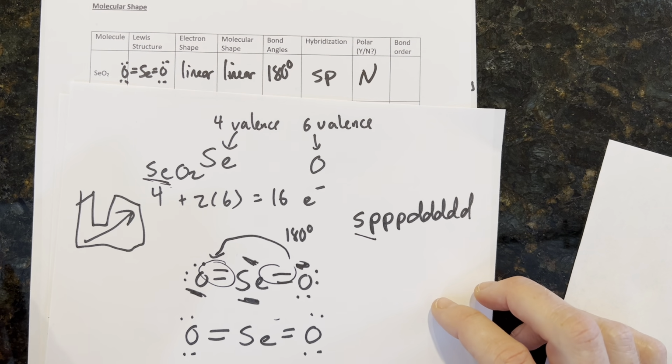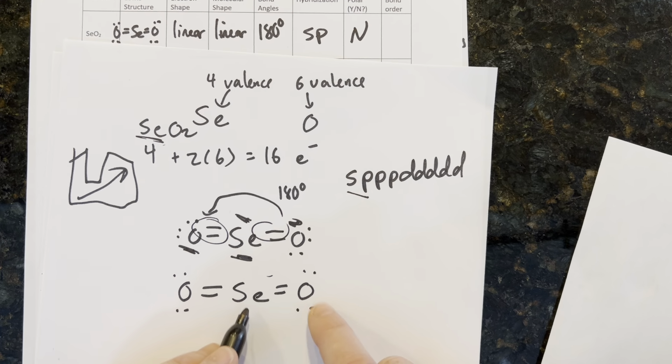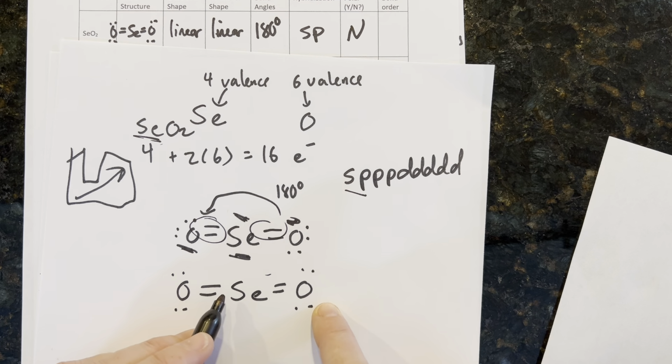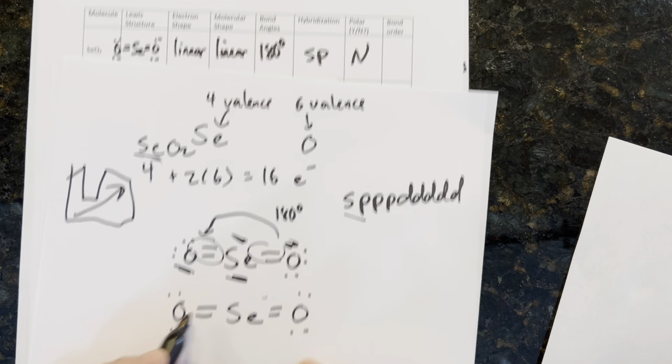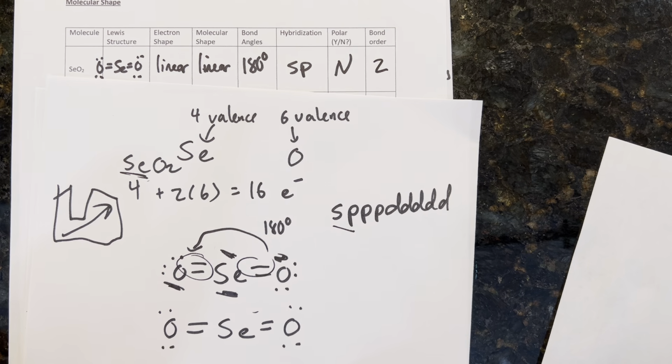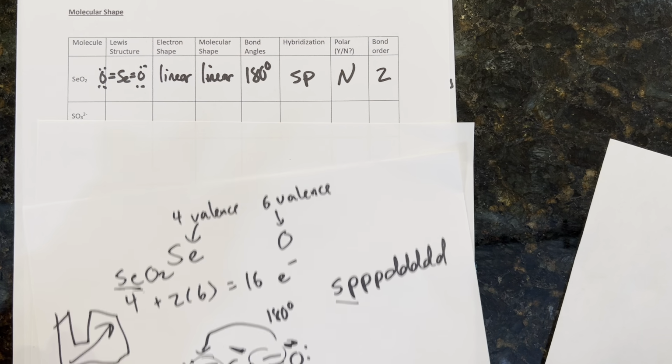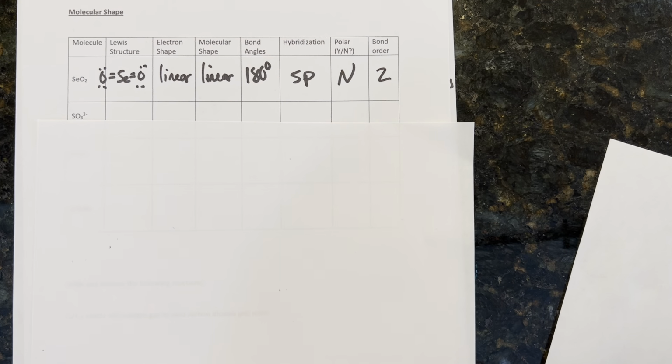Finally, we get to bond order. I'm looking for the bond order of just a single one of these. So Se to oxygen. Se to oxygen has a double bond. Its bond order is 2. All right, let's move on to the next one.